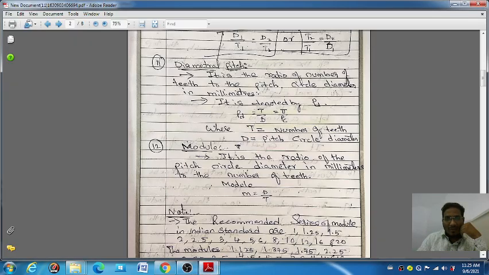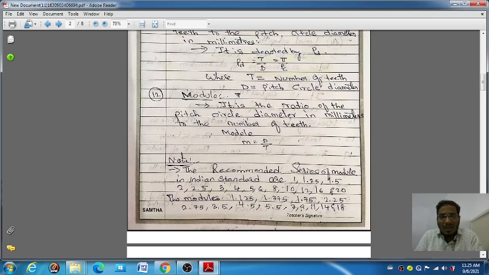The next is module. It is the ratio of the pitch circle diameter in millimeter to the number of teeth. It is the reverse of the previous one. The ratio of the pitch circle diameter to the number of teeth is called module, and m is equal to D by T.